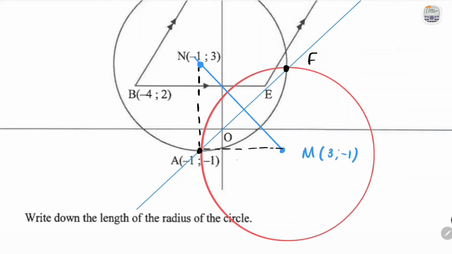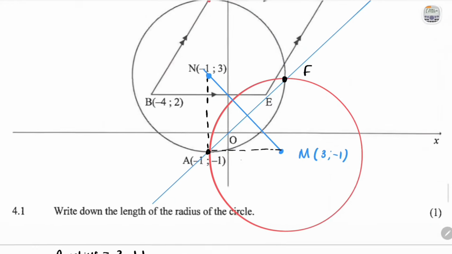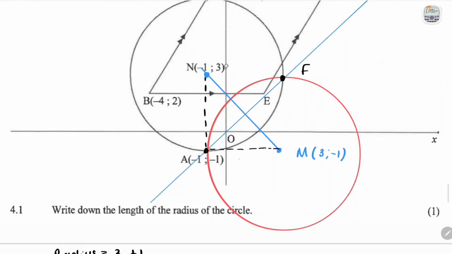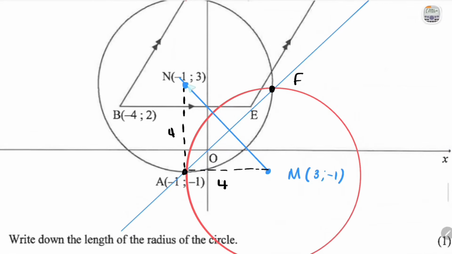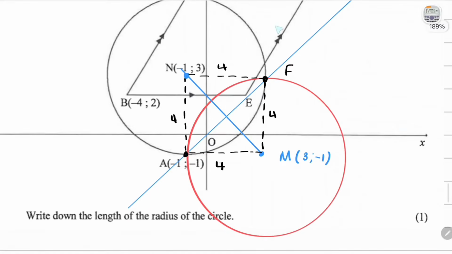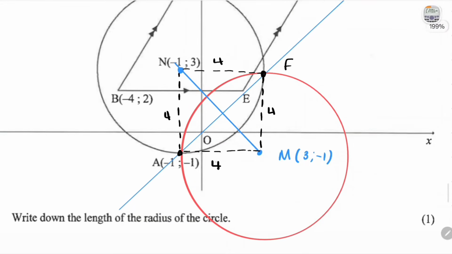Now, these have the same length. Remember, they're the same circle, same radius. So the radius of the circle was 4 units, from the y value of 3 to the y value of -1. So this is 4 units, that's 4 units. If we also connect N and F, you also see that we have another 4 units length over there and another 4 units over here. This is a square. So A, N, F, M forms a square because of the symmetry that we have in these circles.